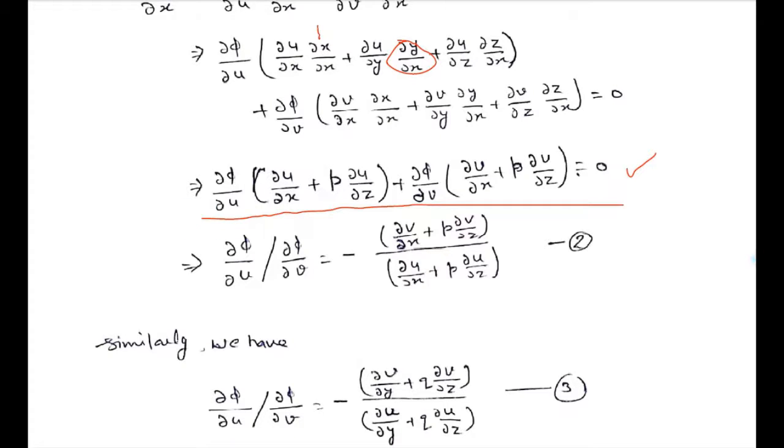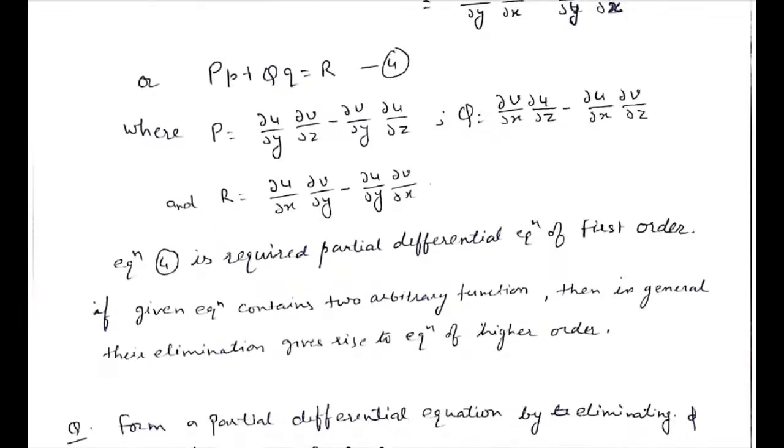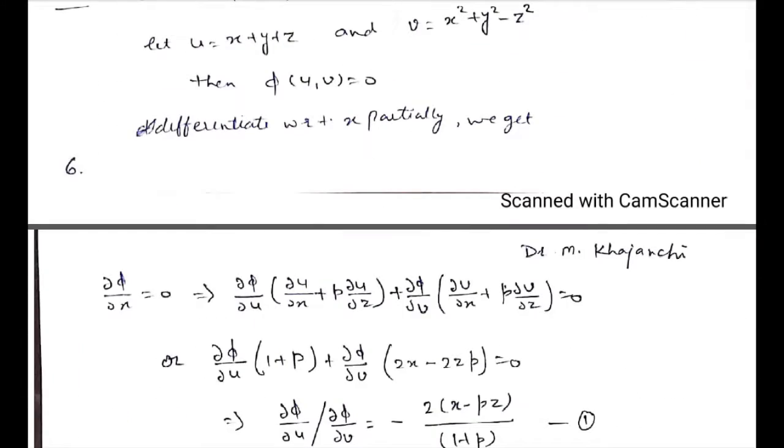So we can directly use this, or we can differentiate the given equation. Del phi upon del x is equal to 0, we get this. Now here del u upon del x, u is x plus y plus z. So when we differentiate u with respect to x, we get 1. If you differentiate u with respect to y, you again get 1.